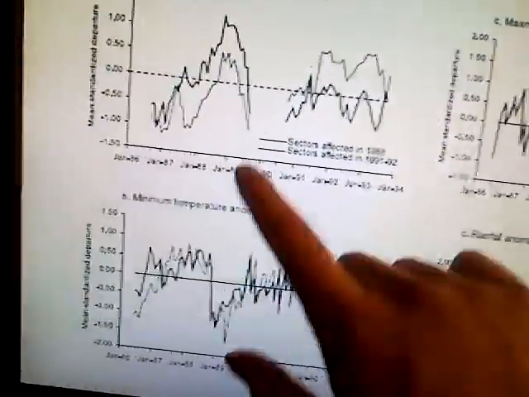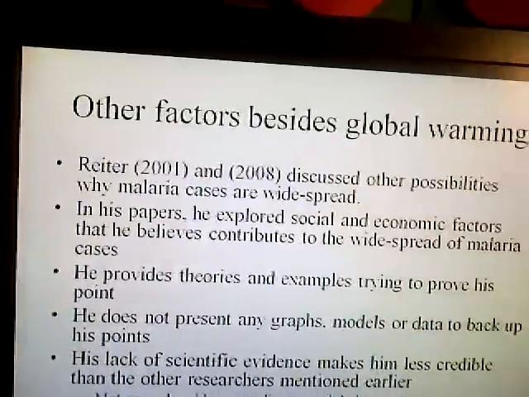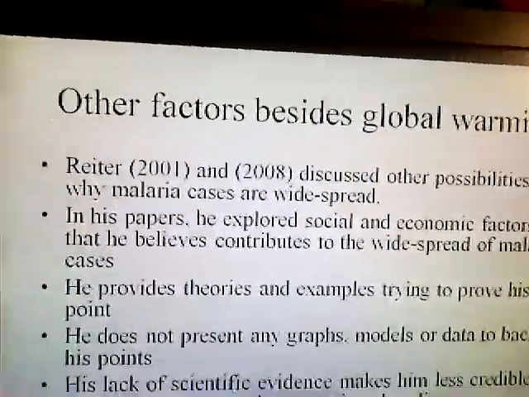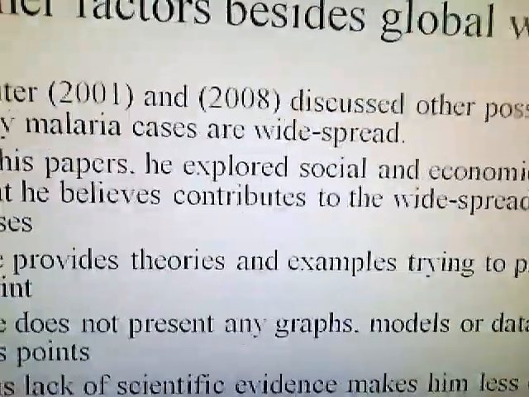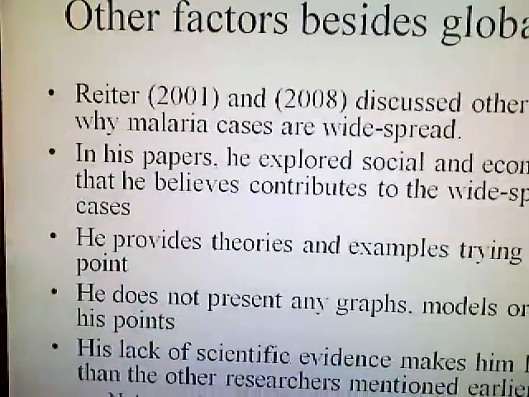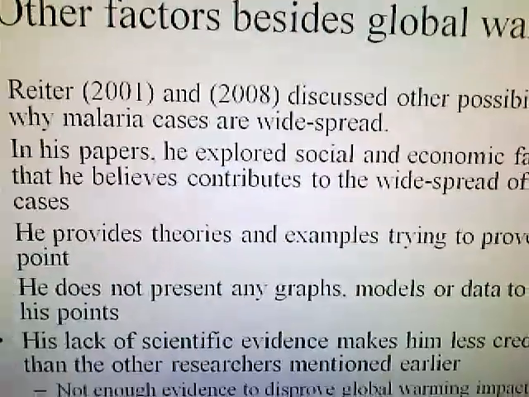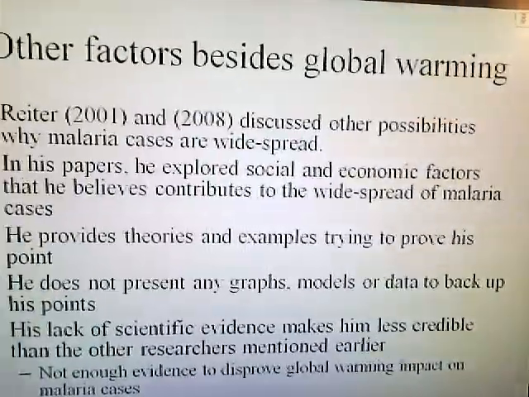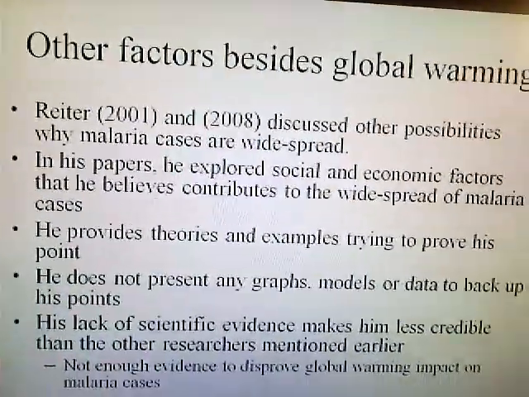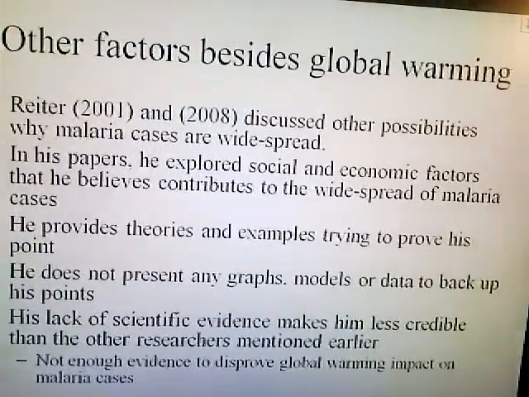So basically, is that it? Are there other factors besides global warming that could contribute to malaria cases? Well, Reeder wrote 2 papers in 2001 and 2008, and he discussed the other possibilities why malaria cases are widespread. In his paper, he explored social and economic factors, and that he believes that they are responsible for the widespread of malaria cases. But his papers are a bit faulty.